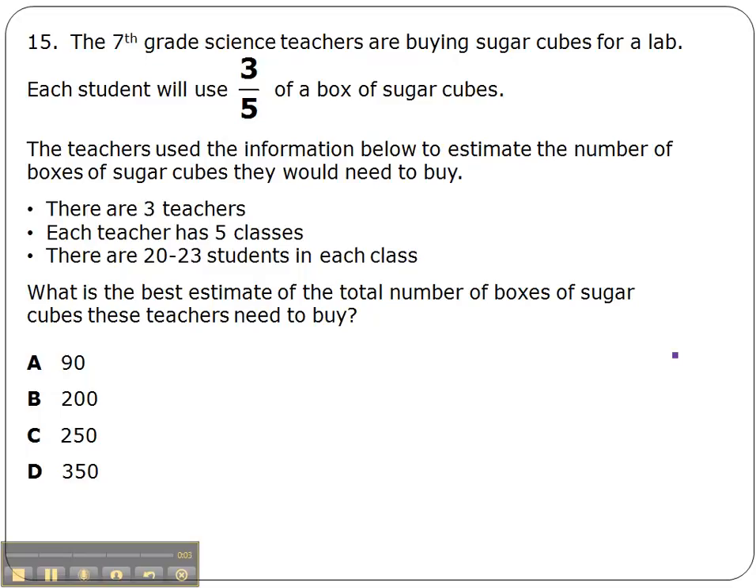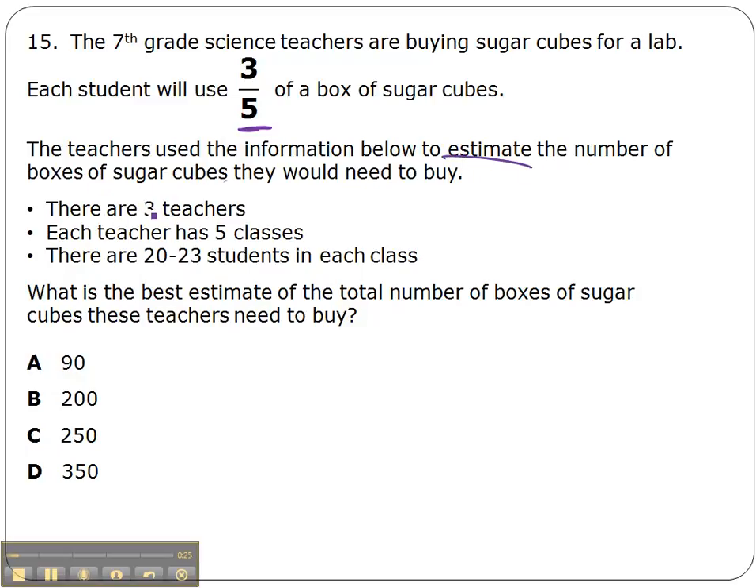Problem 15 looks like a really long, difficult problem, but it's actually not that hard. The 7th grade science teachers are buying sugar cubes for a lab. Each student will use 3/5 of a box of sugar cubes. The teachers use the information below to estimate the number of boxes of sugar cubes they would need to buy.